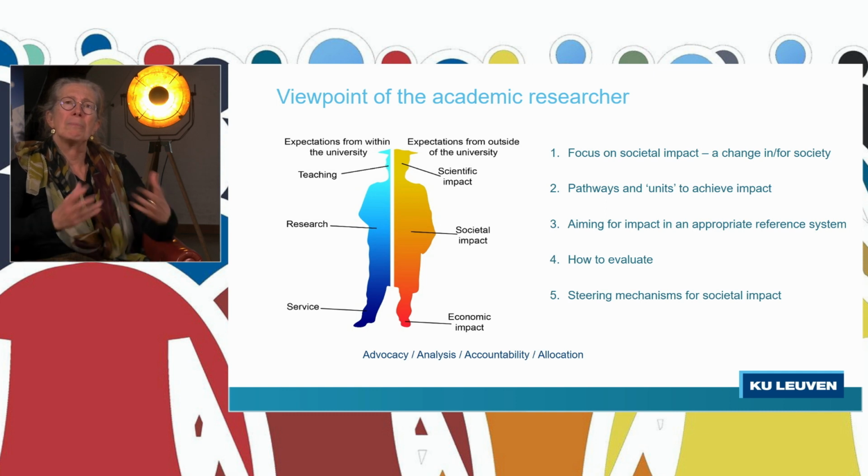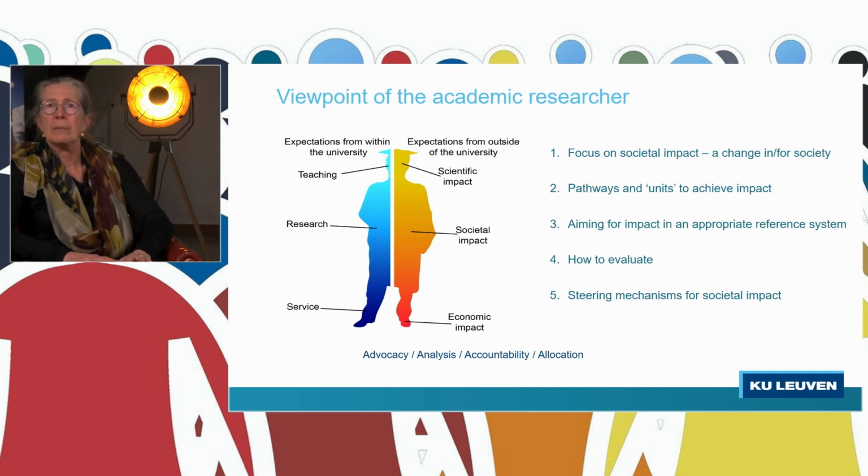I'm going to just briefly introduce the five chapters, how they relate to the webinar. In our report, which will be finished in the coming two months, we have talked about types of impact, what is societal impact. We have talked about the pathways to impact and what units you need to achieve it. We have also talked about reference systems: how can we aim for impact and how do we reference that? What are the standards against which we can measure? Then comes how you evaluate. And finally, we are discussing steering mechanisms.